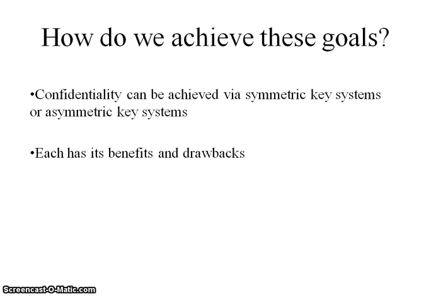How can we achieve these goals? For confidentiality, we can have a symmetric key system or an asymmetric key system, and using that we can achieve confidentiality. But the symmetric key system and the asymmetric key system each have their own benefits and drawbacks. We'll see what happens in a symmetric key system and an asymmetric key system.